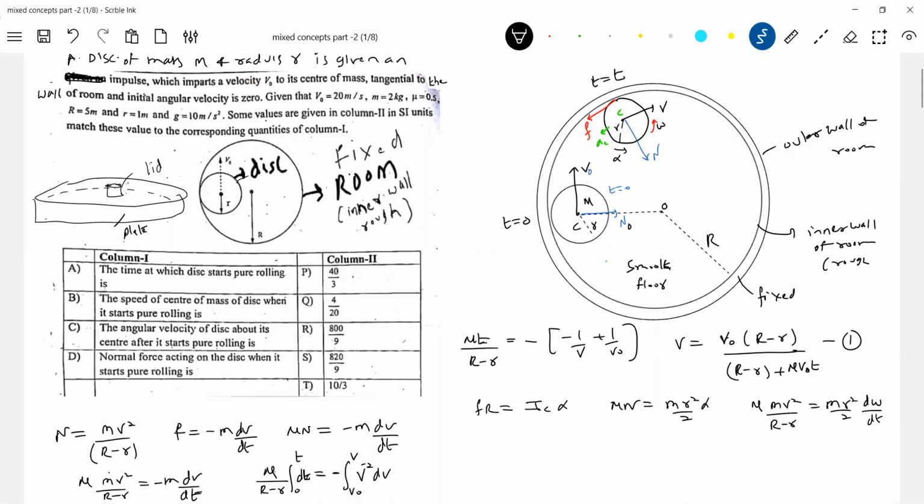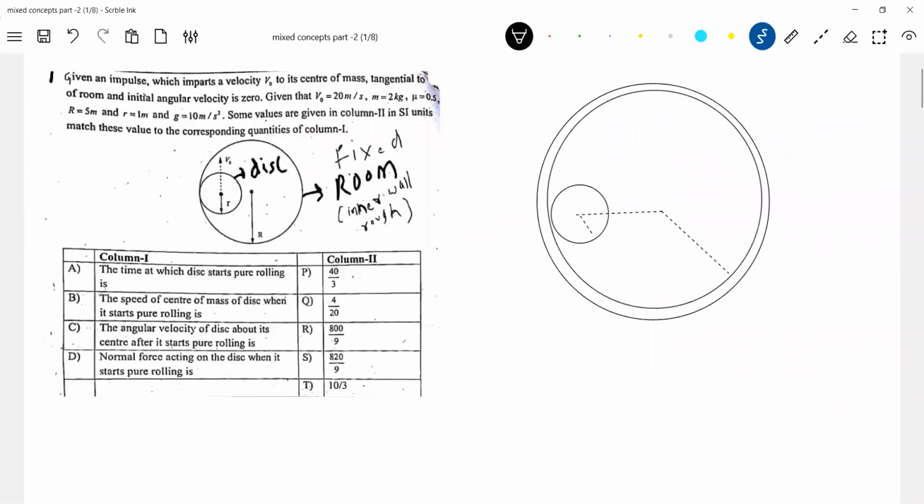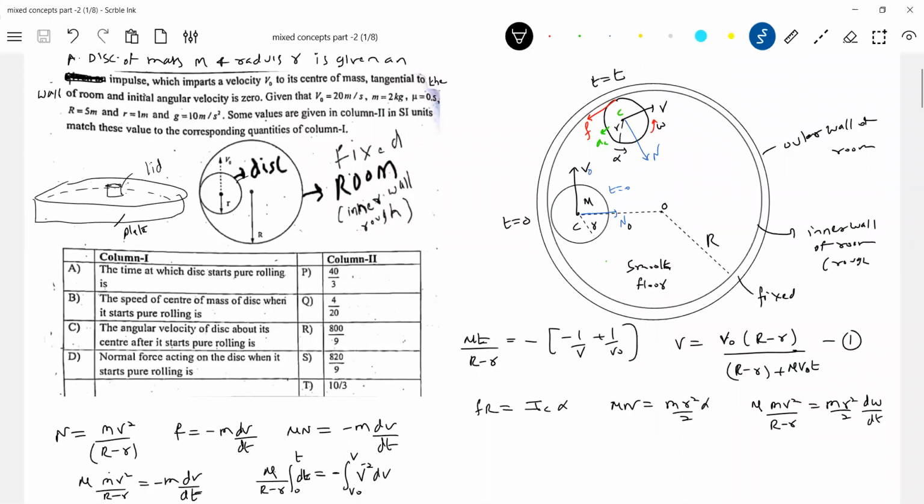Alpha, let it be d omega by dt. So this will become everything. Then one more thing: mu m v square by r minus r. What can you write it as? Mu m v square by r minus m dv by dt. Please correlate.